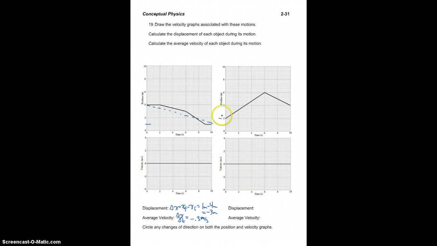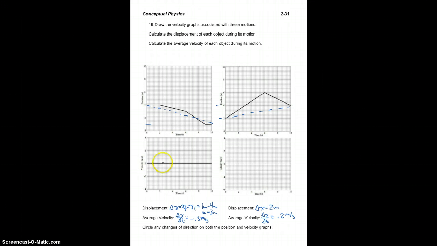Over here we begin at 2 meters, we end at 4 meters, so our delta x is 2 meters, and our average velocity, 2 meters in 10 seconds, would be 0.2 meters per second. Again, it's the slope of that line from the beginning to the end.